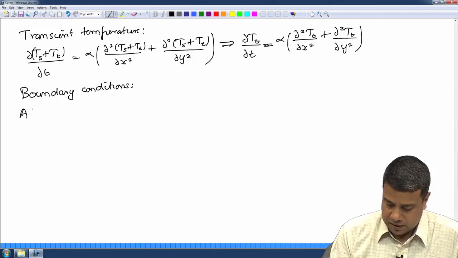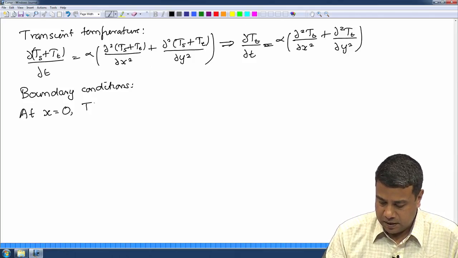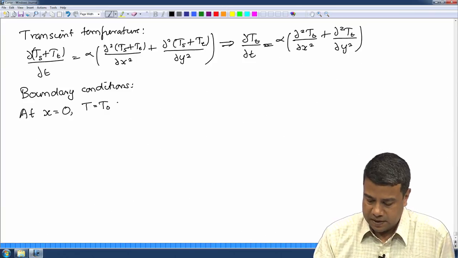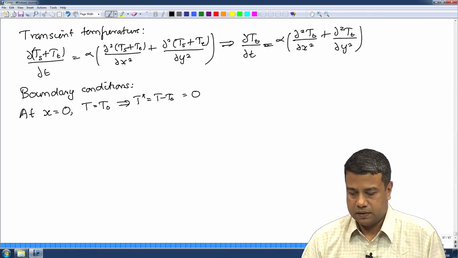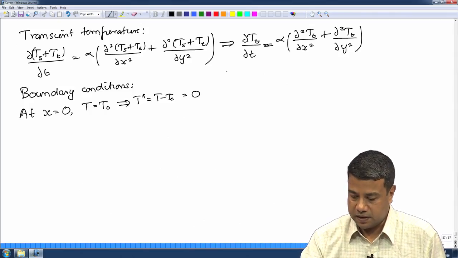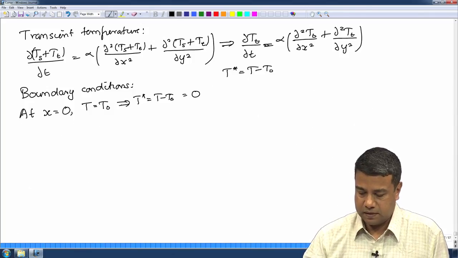At x is equal to 0, T is equal to T naught, which implies that T star is equal to T minus T naught, which is equal to 0. Let me express everything in terms of the temperature. I will express everything in terms of T star is equal to T minus T naught.